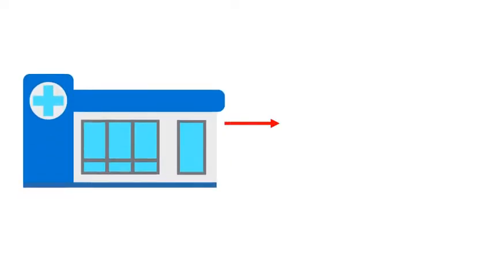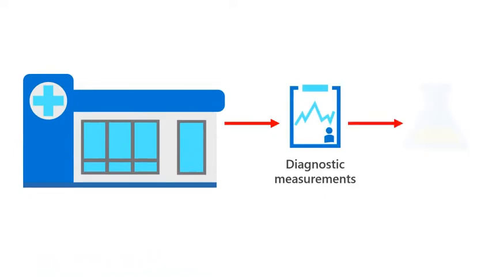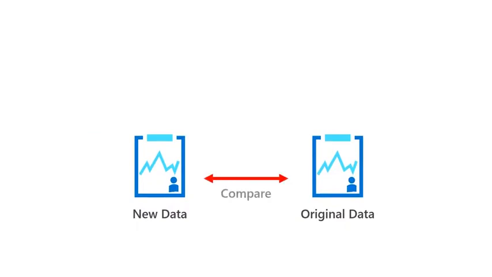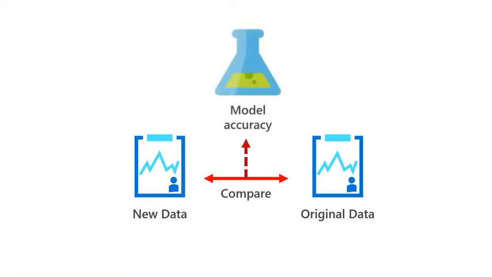For example, a health clinic might use diagnostic measurements from previous patients to train a model that predicts diabetes likelihood, but continue to collect the same diagnostic measurements from all new patients. The clinic's data scientists could then periodically compare the growing collection of new data to the original training data and identify any changing data trends that might affect model accuracy.